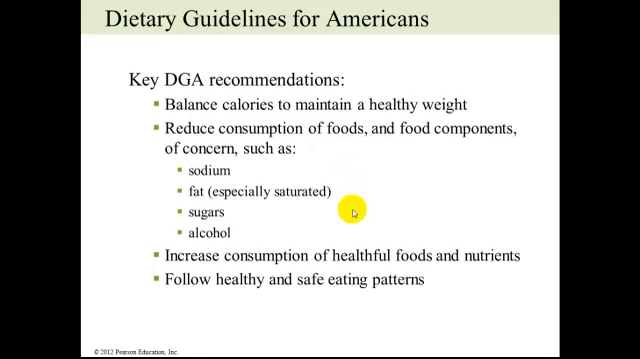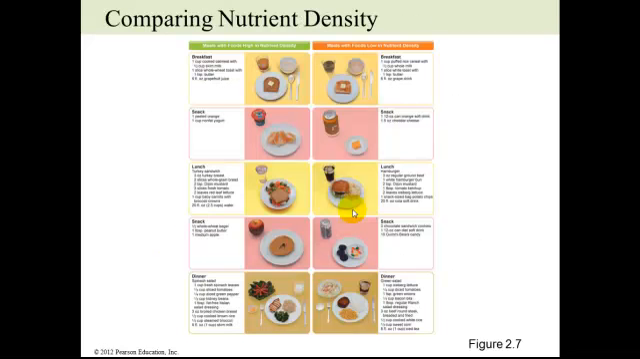Now, the main recommendations in the Dietary Guidelines for Americans are to balance calories to maintain a healthy weight, and we're going to talk about how we balance calories as we move through this course. Also, reduce the consumption of certain foods and food components, things like sodium, fats, sugars, and alcohol, while increasing the consumption of healthful foods and nutrition, and following safe and healthy eating patterns.